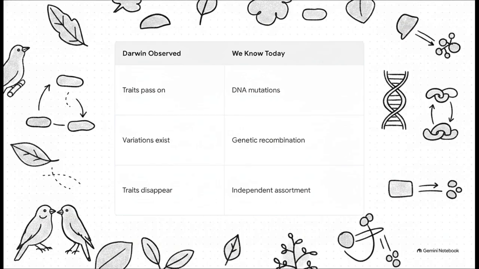He didn't know a thing about DNA mutations. He had no clue about genetic recombination during reproduction. Even Mendel's groundbreaking genetic laws were being figured out at the exact same time, but they were completely ignored by the wider scientific community. Darwin saw the pattern without ever seeing the genetic code.